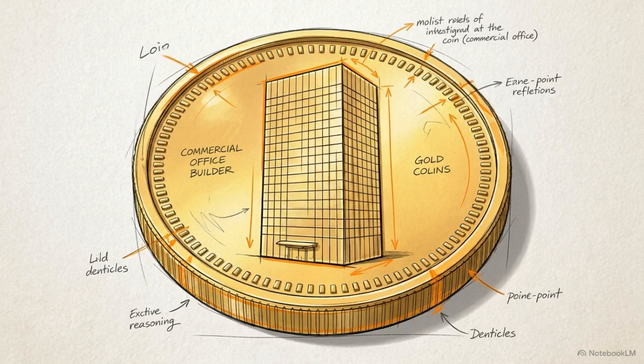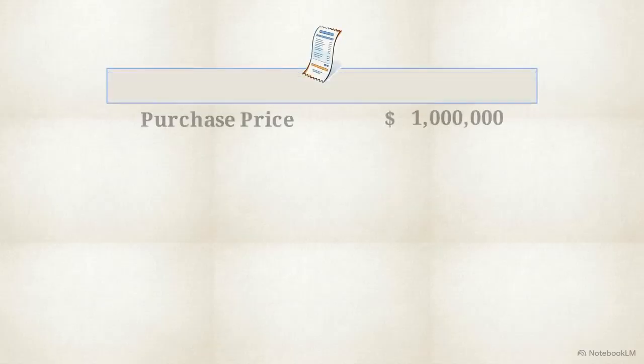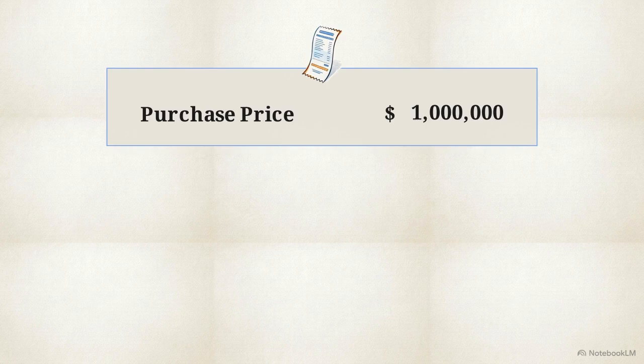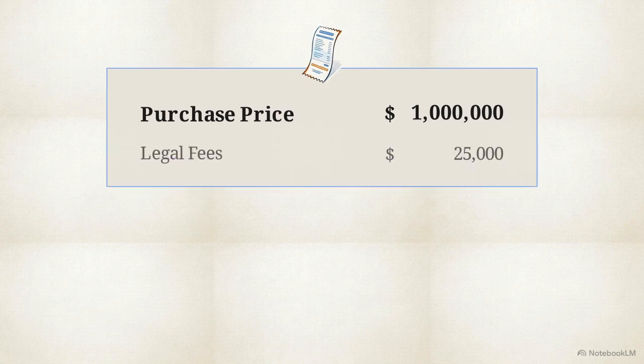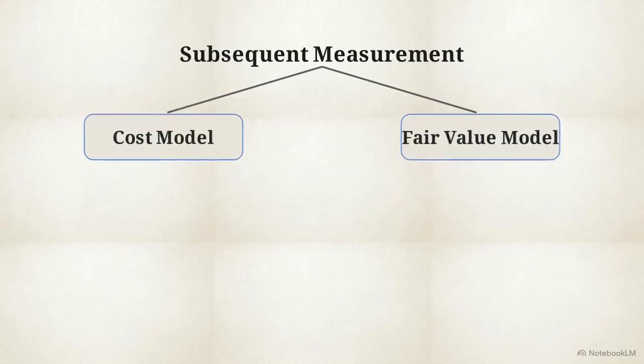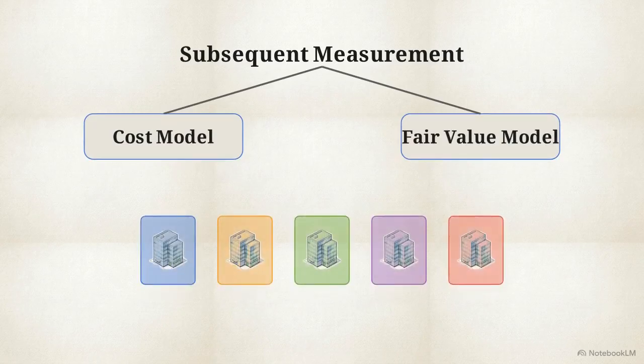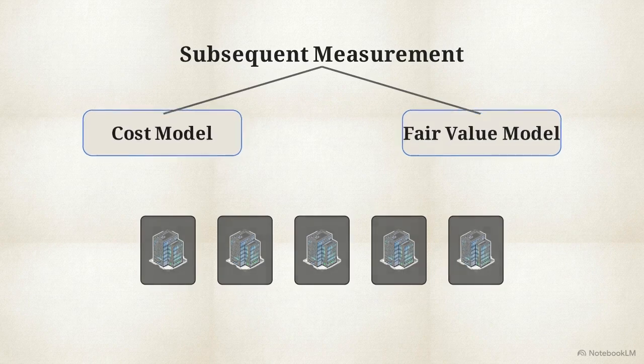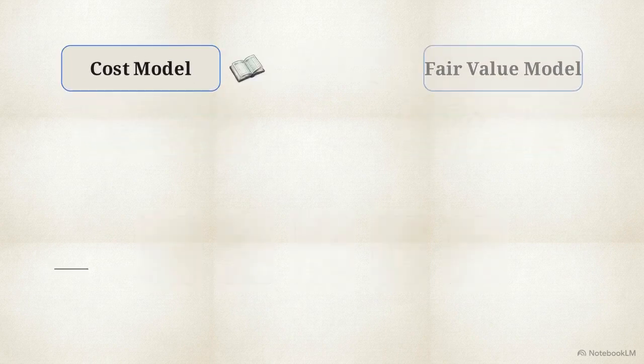After classification, the property is initially measured at cost. This includes the purchase price and any directly attributable transaction fees, such as legal costs and property taxes. Specific expenditures are excluded at this stage. General startup costs and abnormal waste during construction are not capitalized into the asset's initial carrying amount. Following initial recognition, an entity must choose a model for subsequent measurement, either the fair value model or the cost model. This choice must be applied consistently to all investment properties.